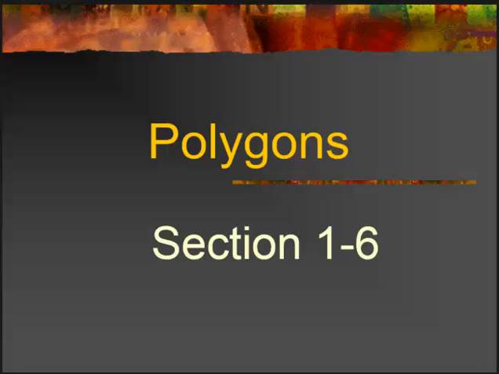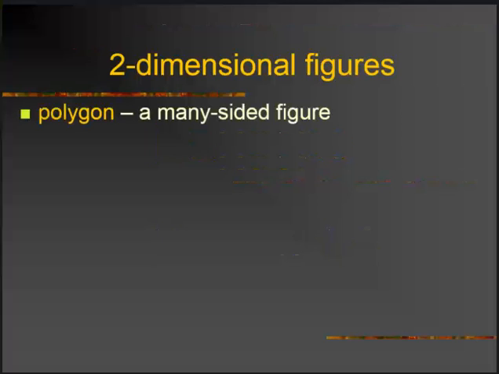Polygons is our new lesson for today. Let's see what a polygon is, what we're going to learn. They're all two-dimensional, so you can draw them accurately on a flat piece of paper. Poly means many, and anytime you hear the suffix gon, it's talking about a figure, a drawing. Okay, so a polygon is a many-sided figure, sides meaning straight lines.